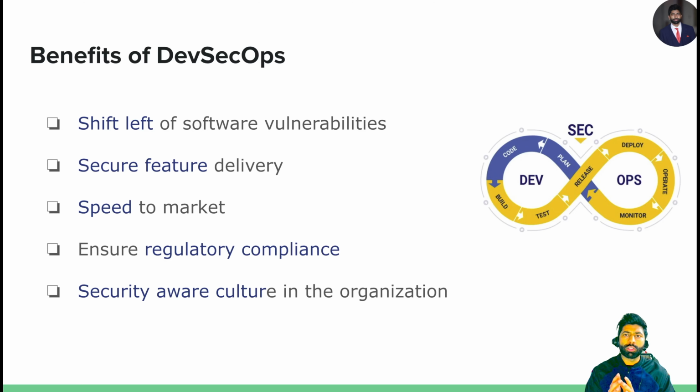So let's understand what benefits DevSecOps brings to companies. It provides you a shift left of software vulnerabilities, which gives you an early view of whether your software is secure or not, and it saves a lot of time and effort for you. Second, the features you are delivering become more secure when DevSecOps is implemented into your software delivery process. Third, your secure software goes quicker into the market because with DevSecOps, you eliminate the security issues before the software goes live or into production.